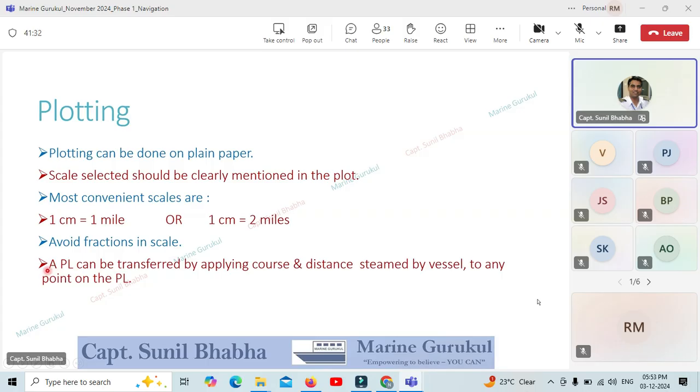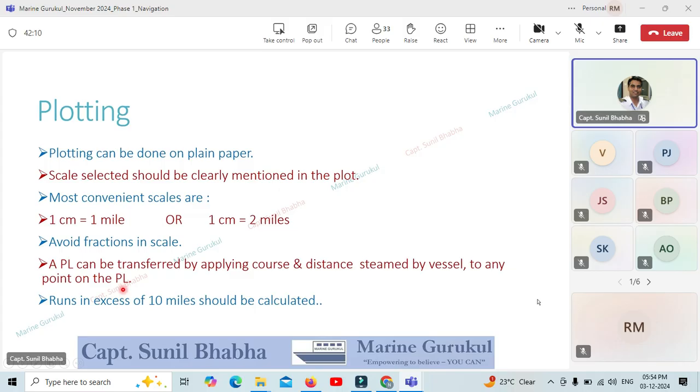Now in staggered plotting questions, we need to transfer a position line. The position line can be transferred using two different methods. The first method is that the PL can be transferred by applying the course and the distance steamed by the vessel to any point on the position line. You reach a new point and you draw a line parallel to the initial PL, and the PL is transferred.